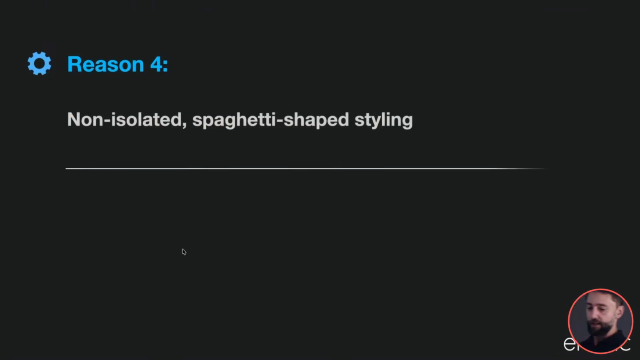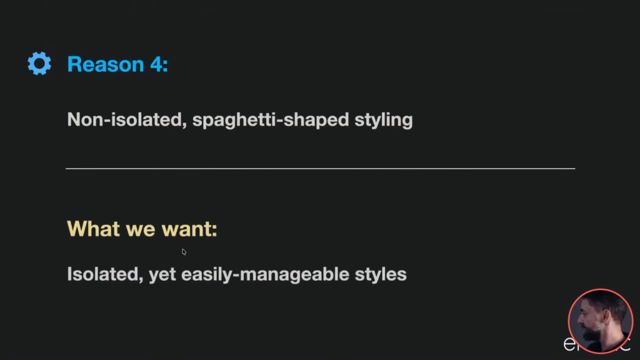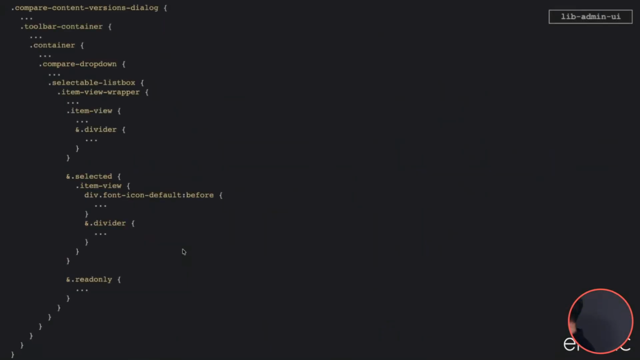Reason number 4, the styling. This is my favorite part. The styling is all over the place. Yes, we're using Less, but it doesn't help us much. And in the next slide, you will see why. And of course, what we want is the modern framework for styling, right? Easily maintainable styles. And this is the actual example of the styling. So if you want to style a button in a dialog, you would have to write the selectors that look like this, and it's not the worst example, right?